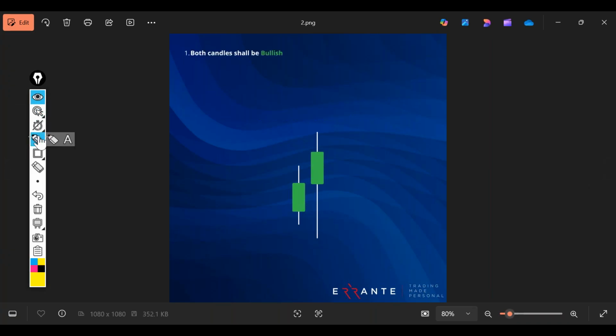The first thing you need to keep in mind is that both candles shall be bullish, or they can be bearish. Both candles must be in the same direction, either both bullish or both bearish. In this example I'll explain the bullish ones, and on the charts I'll explain the bearish ones also, as soon as they are formed, or any that have already formed. So keep this in mind.